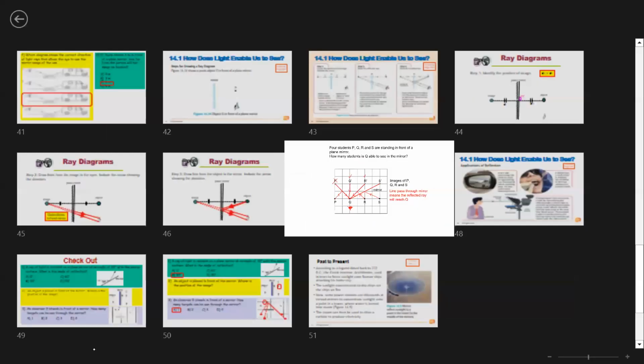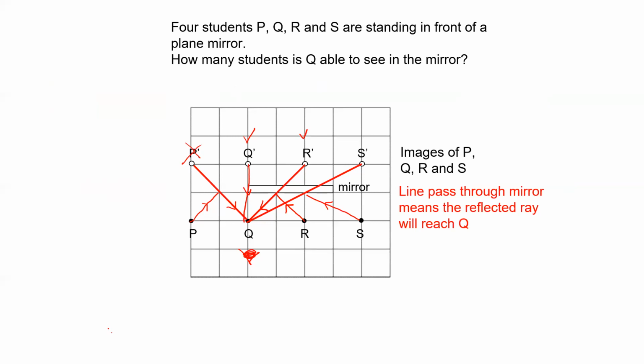Let me see if I can highlight for you. I can't highlight. So I will be able to see Q, R, S. That means the student Q will be able to see himself and 2 other students, but he will be unable to see P because this line doesn't fall within the mirror range. Is that clear? So he can see 2 other students, R and S, plus himself.